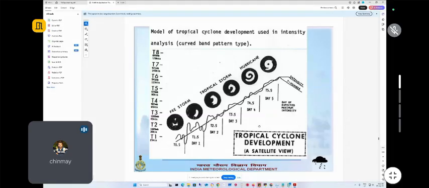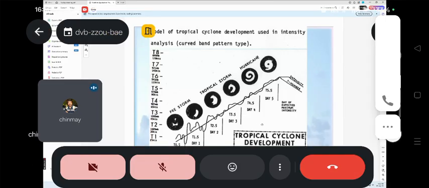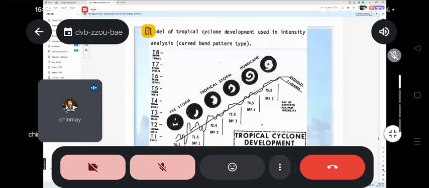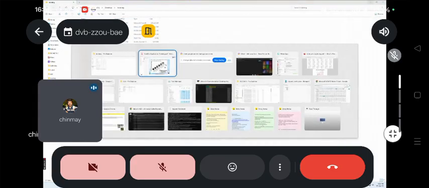So what is this called? The model expected T number. What T number you are expecting today, you are expecting based on the history shown by this particular cyclone. In the last couple of days, if the T number is increasing by 1.0, today also you expect that it will increase by 1.0. This is the model expected T number.